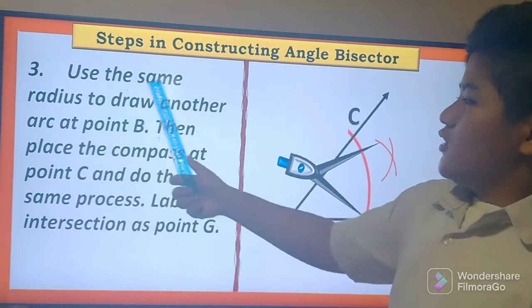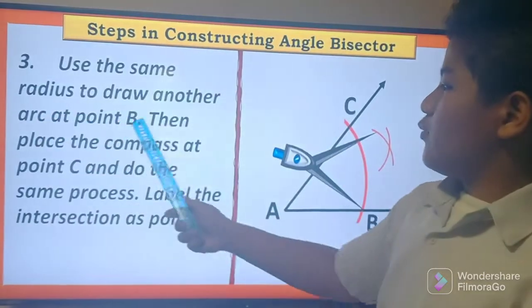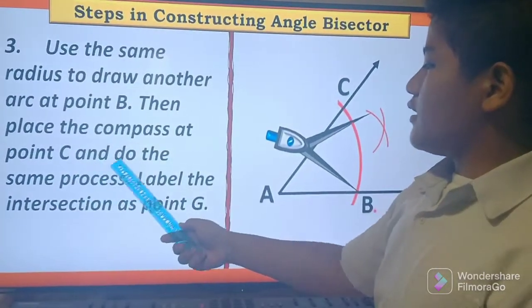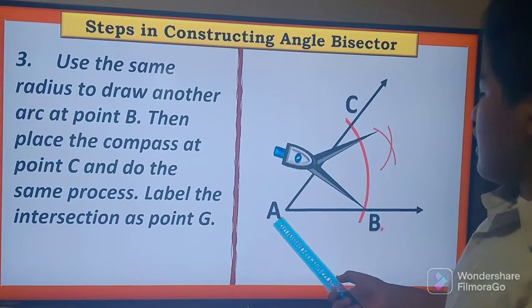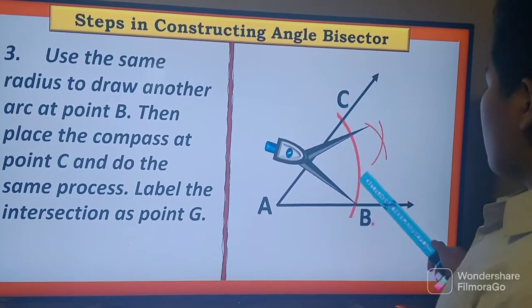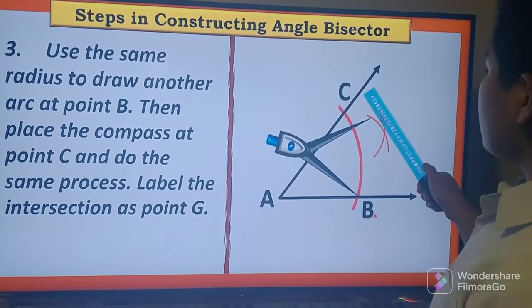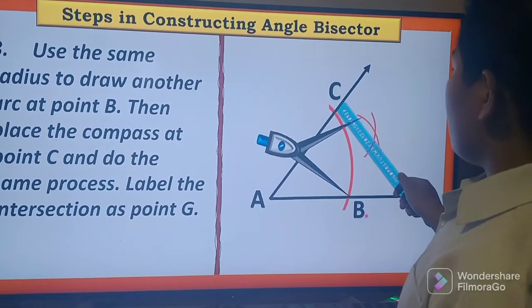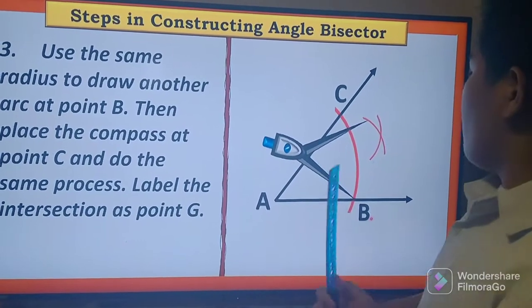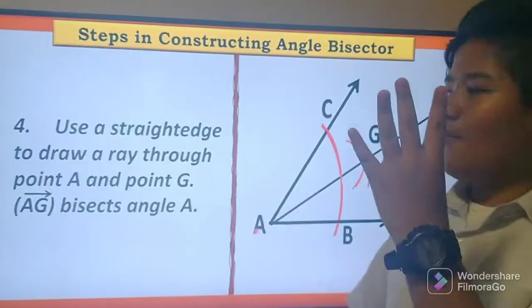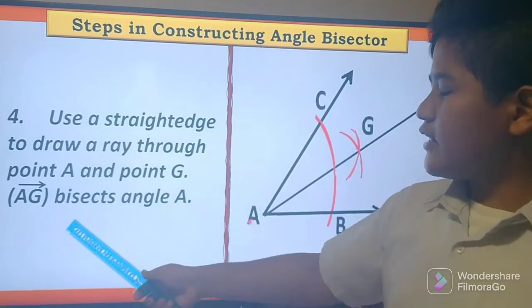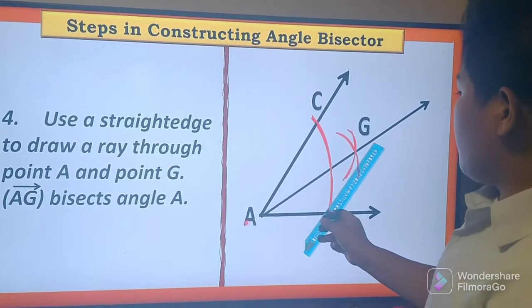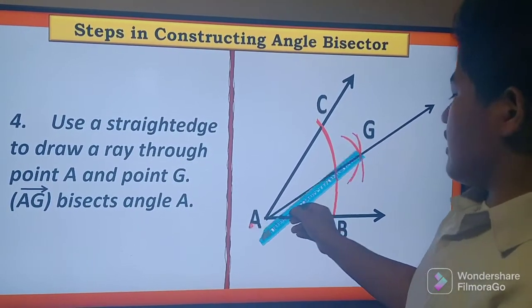Number 3. Use the same radius to draw another arc at point B. Then place the compass at point C and do the same process. Label the intersection as point G. This is angle A, point B, and point C. Draw an arc on point B and do the same process to point C. And this is named as point G. Number 4. Use a straight edge to draw a ray through point A and point G. AG bisects angle A.